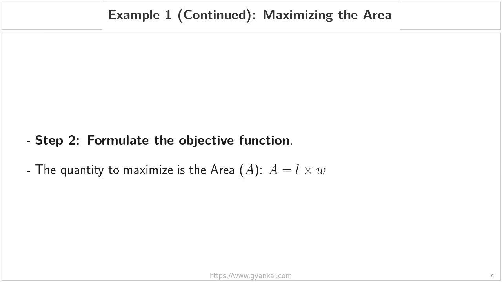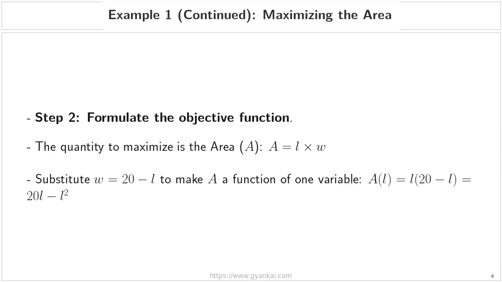We know that the area of a rectangle is calculated by multiplying the length, L, by the width, W. However, to perform calculus, we need our function to be in terms of a single variable. Therefore, we will substitute the constraint we found earlier, where width equals 20 minus length, into our area formula. This gives us the area as a function of length, A of L equals L times the quantity 20 minus L. When we distribute the L, the expression becomes 20L minus L squared.